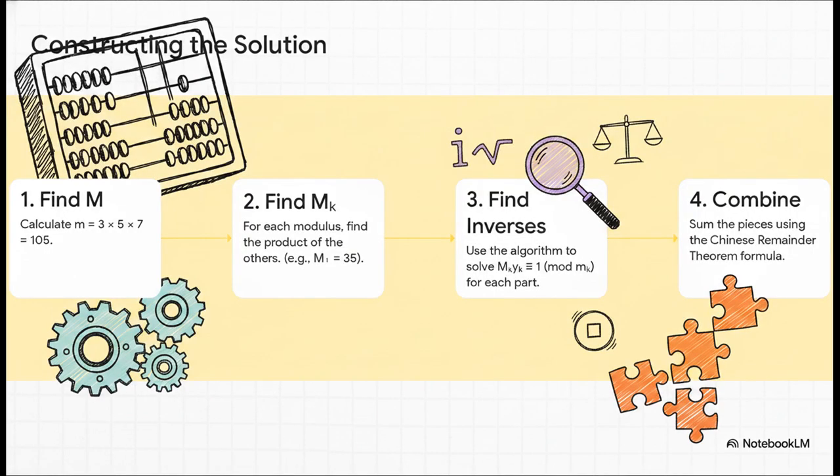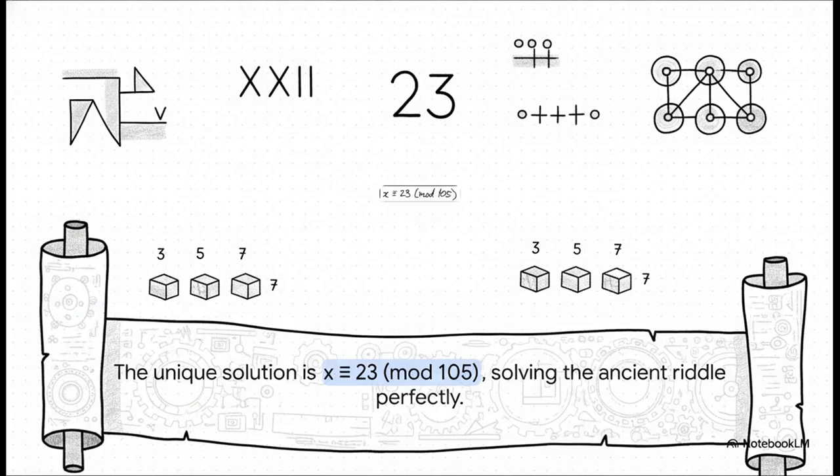So the game plan looks something like this. First, we'll multiply all our moduli, the 3, 5, and 7 together. Then, for each of our 3 clues, we'll do some calculations and use our new superpower, the Euclidean algorithm, to find that all-important inverse. Once we have all those pieces, there's a final formula that lets us stitch everything together to get our one final answer. And when you run all the numbers, you get the answer 23.